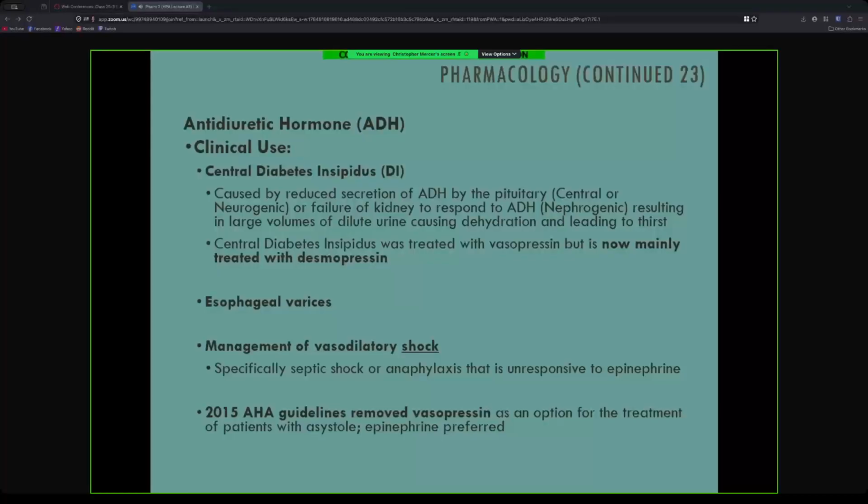And then another pertinent note here is that central diabetes insipidus is now primarily recommended to be treated with desmopressin, not vasopressin, because of the activity difference. And we're going to talk about it in the next couple of slides.